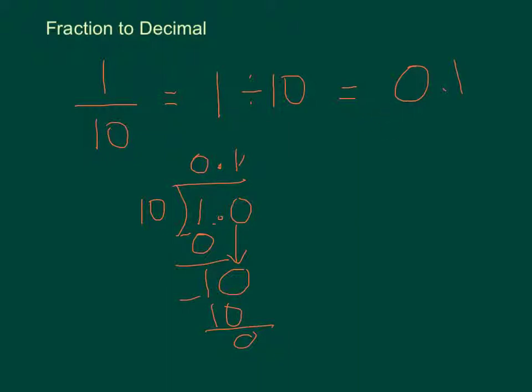So if you are given a fraction of any sort, like we've done here, 1/10, and you're asked to turn it into a decimal, all you need to do is divide your numerator by your denominator, and that will give you your decimal. So in this case, we know that 1/10 is equal to 0.1. So those two things are equivalent. It's the same number, it's just written in two different forms.